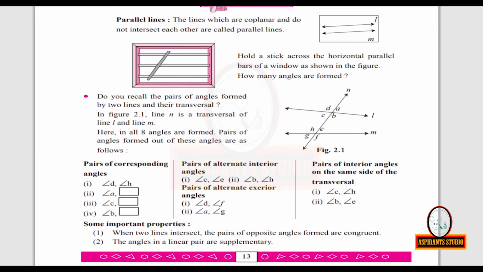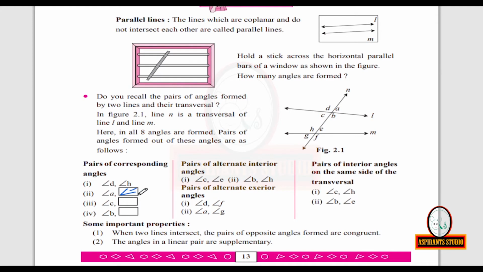You might have learned in 8th standard, if a line intersects given two lines in two distinct points, then that line is called the transversal of those two lines. So in this figure, line N is the transversal of line L and line M.